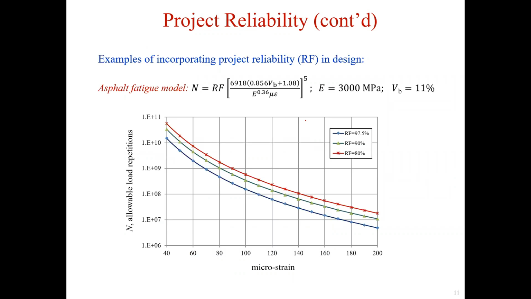Also for the same E, VB, and microstrain, we can see from this figure that the allowable load repetitions, the N, increases with the decrease of the project reliability. So the same conclusions can be found for both the cemented material fatigue model and asphalt fatigue model.